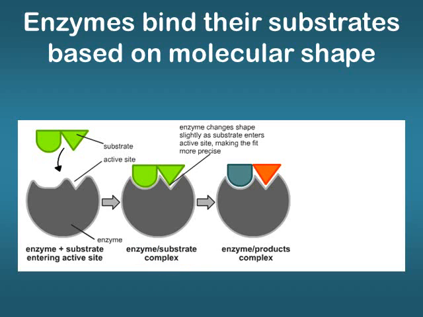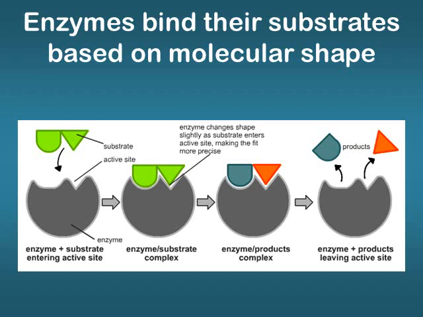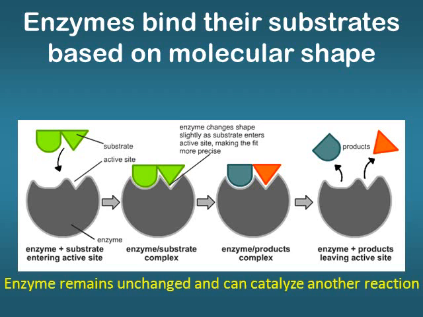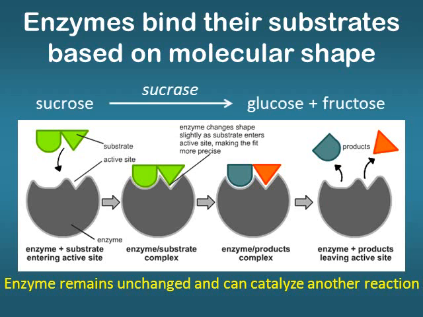The reaction is catalyzed. We see here that we've separated these two molecules from each other and formed the products. Now, important to note is the fact that this enzyme goes back to its original shape here and can be used again to catalyze another reaction. Now, this example could easily be the hydrolysis of sucrose by the enzyme sucrase, which breaks up sucrose into its component parts, glucose and fructose.